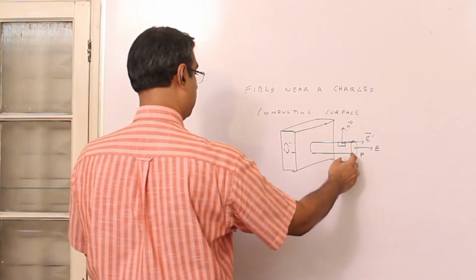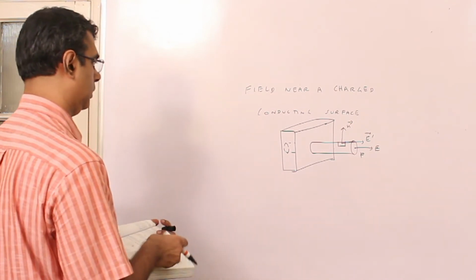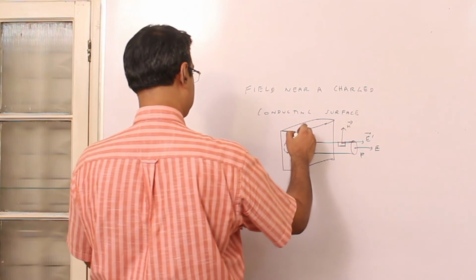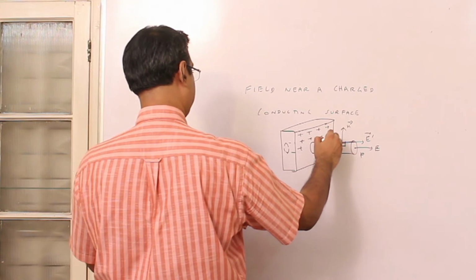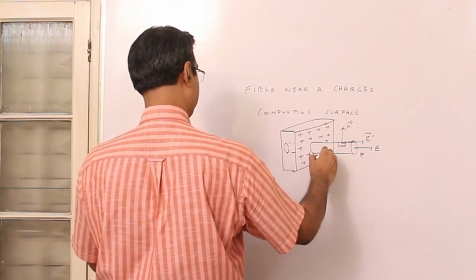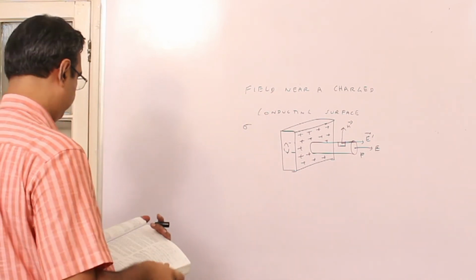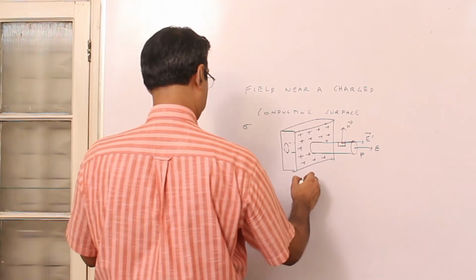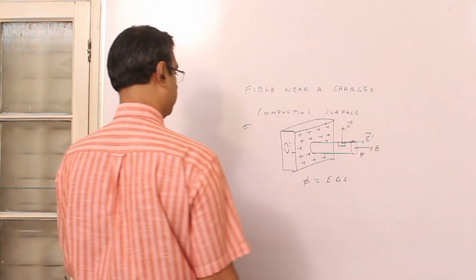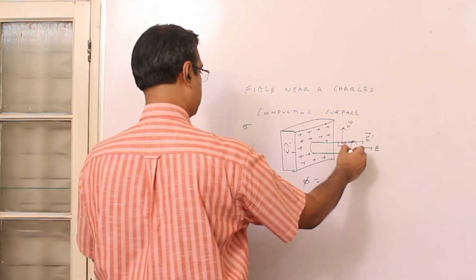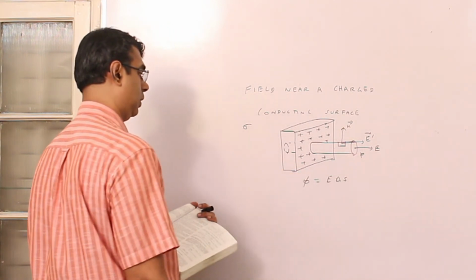Now one end of this cylinder passes through P, the other end is located inside the body of the conductor, and this is a uniformly charged conducting surface. So once again the charge per unit area will be sigma. Now the flux of the electric field through the surface will be E into delta S for this part, because you can see that the area vector will point away and the field is also pointing away.